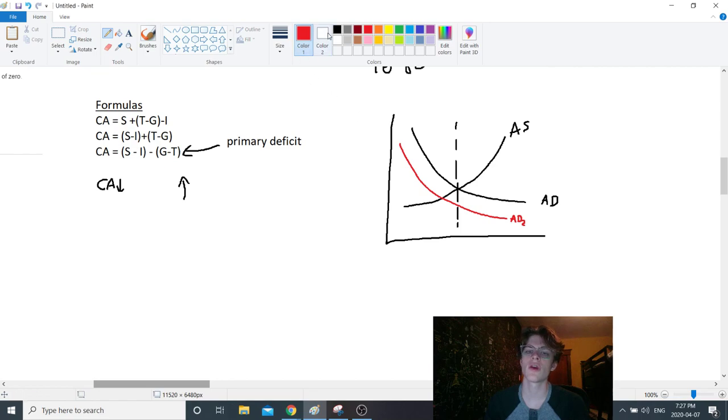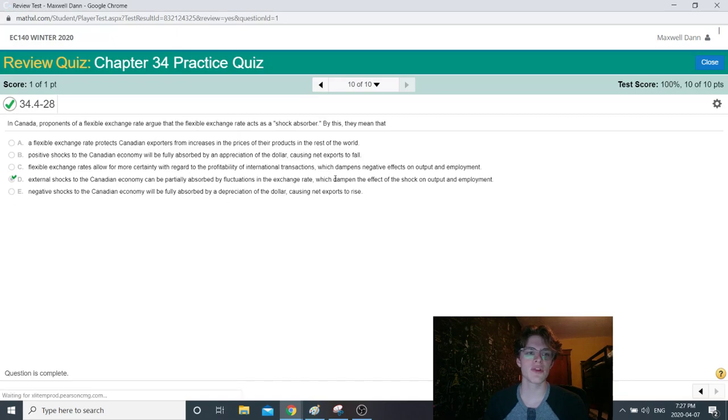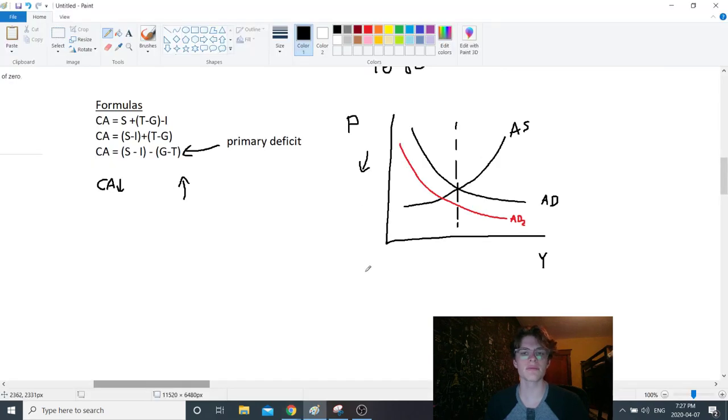Well, what is that going to do? This is our price level, and this is our Y. So our price level has fallen. Now, because our price level has fallen and we have a flexible exchange rate instead of a fixed one, and if we had a fixed one this wouldn't be the case, that's going to stimulate net exports, right? Because now more countries want to buy our goods because they're so cheap.